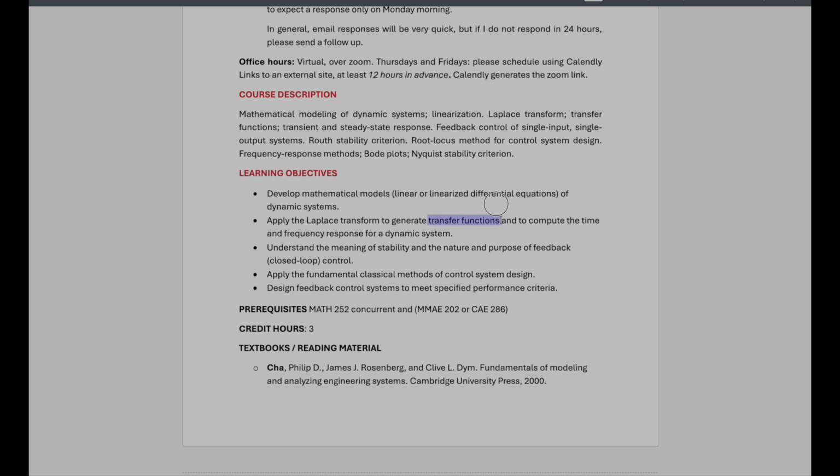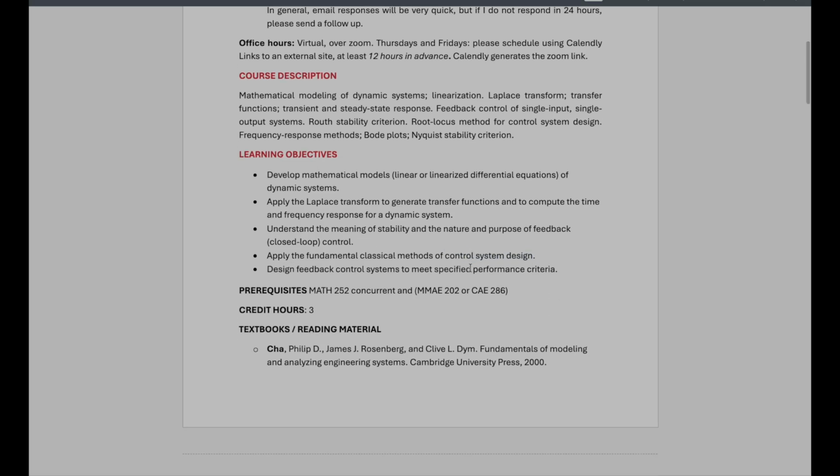We will be generating transfer functions and computing the time and frequency response for dynamic systems. I'll explain what all of these things mean. The idea of stability and the nature and purpose of feedback control, which is how you will manipulate your system to do what you want it to. Apply fundamental classical methods for control system design. So how do you essentially design a control system to do what you want. And performance criteria.